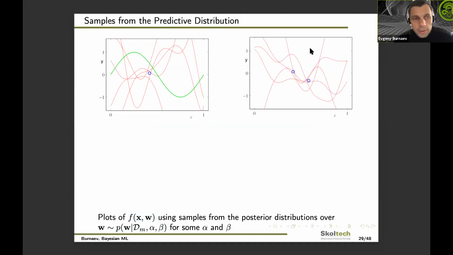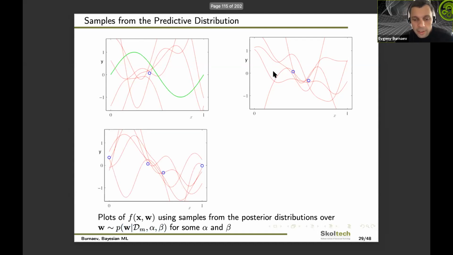If we have 2 points, now the trajectories of this function for different values of parameters W generated from the posterior are less random. And if we get more points, the trajectories are even less random.